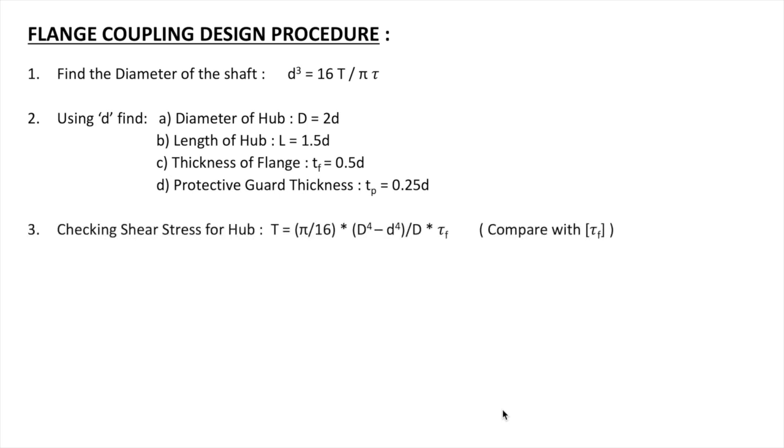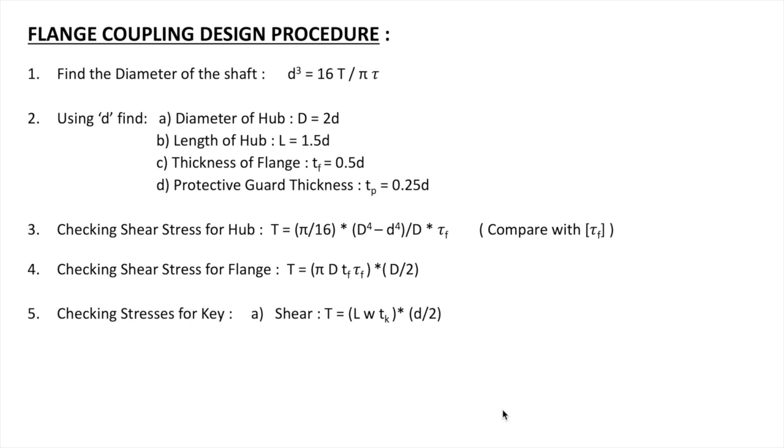The third step is to check shear stress for the hub. The formula for this is T equal to pi by 16 into capital D to the power 4 minus small d to the power 4, divided by capital D, into tau f. The fourth step is to check shear stress for the flange, where the formula is T equal to pi into capital D into TF into tau f into capital D by 2.